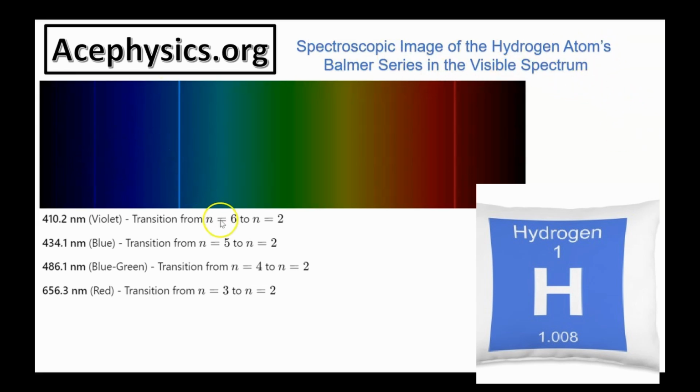And as you can see, when you go from n equals 6 to n equals 2, you get a violet light. When you go from n equals 5 to n equals 2, a photon of light is emitted, and it's a blue photon with a wavelength of 434.1 nanometers. When you go from n equals 4 to n equals 2, that's the blue-green line, which is right here. And when you go from n equals 3 to n equals 2, that's the red line.